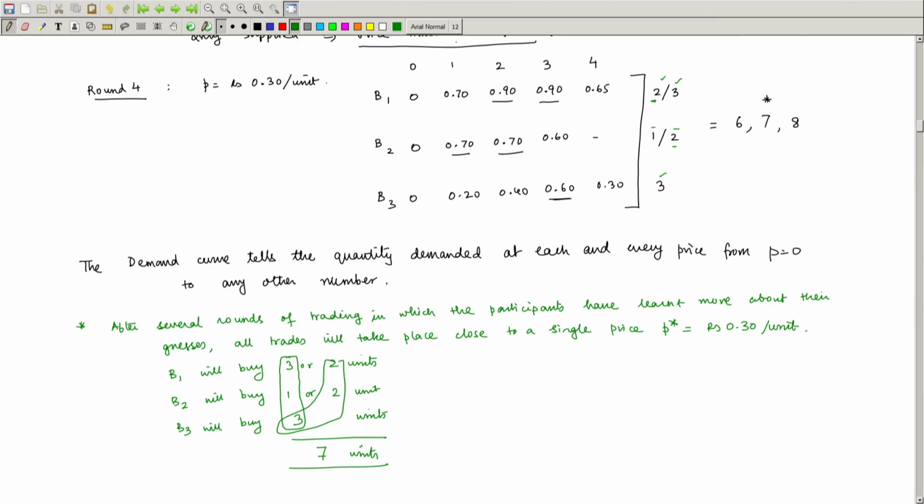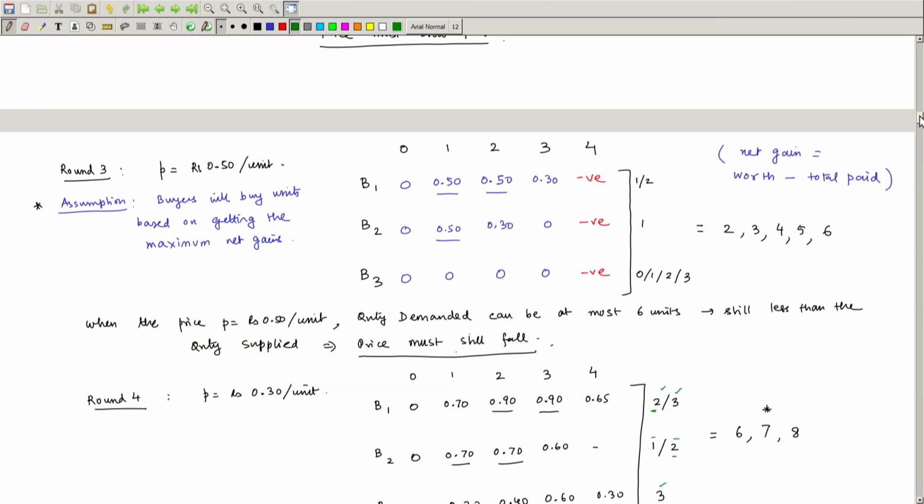Notice, at no other price did we find a match between quantity demanded and quantity supplied. We started with a price of 1, we started with a price of 0.9, we started with a price of 0.5, and after multiple rounds we arrived at a price of 0.3, right. Now, there is no way for us to know a priori that the equilibrium price would have been 0.3. We arrived at this 0.3 after multiple rounds of iterations, right. Each time we took a price, we asked what is the quantity demanded, we asked what is the quantity supplied. We kept repeating this exercise till we found a match between the quantity demanded and quantity supplied, right.